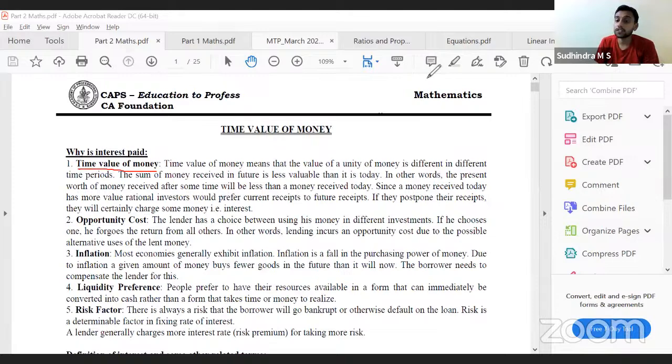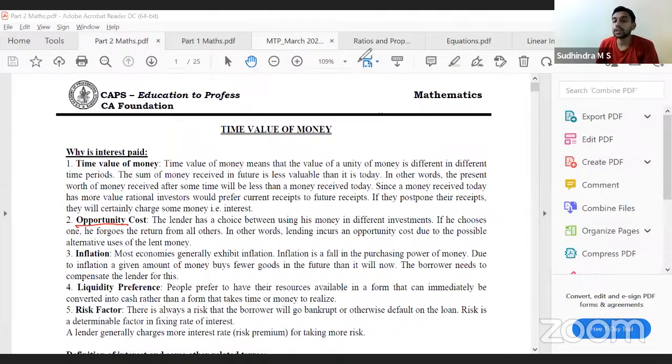The value of money is stronger today. The value of money gets weakened as the day goes on. So that is one of the reasons why they will have to compensate. That compensation for the reduction in the value of the money is in the form of interest. That is one of the reasons.